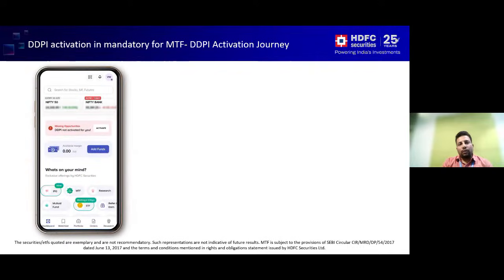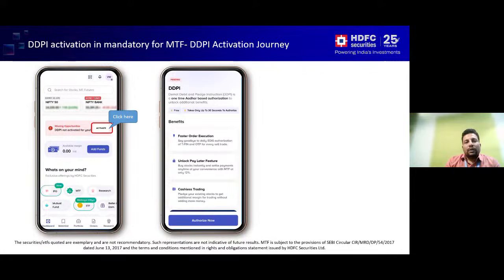So I'm showing you the look and feel and the UI UX of our app, where you will find these options. I will just walk through the screens. This is the first screen in the app where you will find the MTF icon and also the DDPI. This is the place where you need to first activate the DDPI, and only then will you be entering the field of the MTF journey.